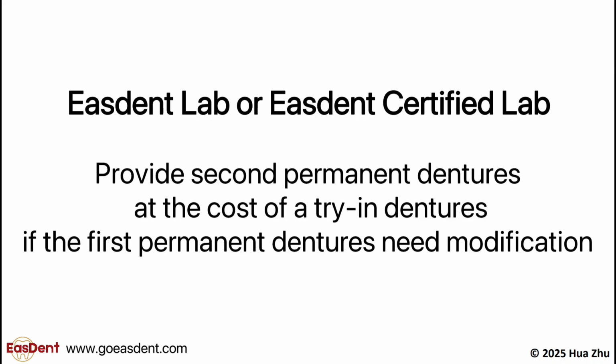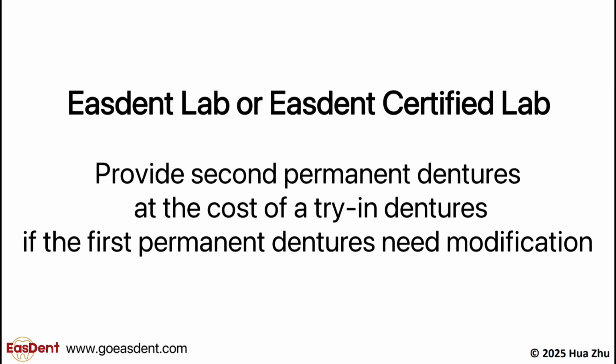Eastern Lab or Eastern Certified Lab will provide the final dentures to you. If any modifications are needed, the first dentures will be your try-in dentures. The lab will send you new final dentures. You only need to pay for try-in dentures for the modified arches. Final dentures can give you more accurate information than the 3D printed ones. They contain true shade of teeth and denture base.